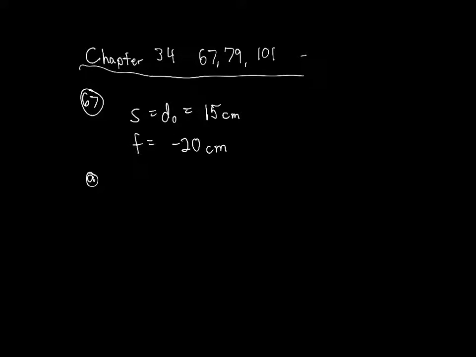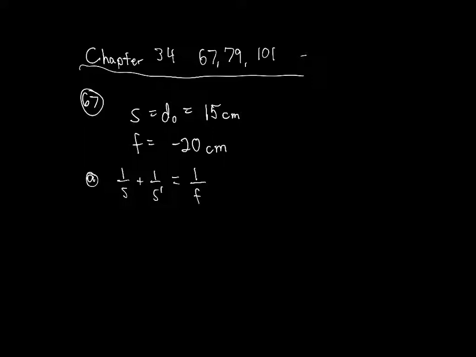How do I find the image distance here? Isn't it 1 over S plus 1 over S prime equals 1 over F? What's the name of this equation? Pretty important equation for lenses. So important we call it the lens equation. Pretty easy, not a trick question.